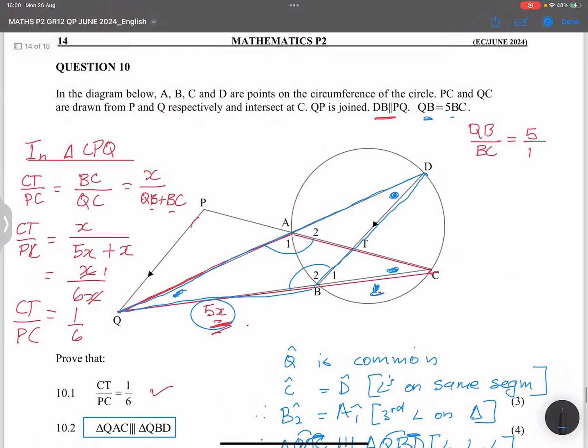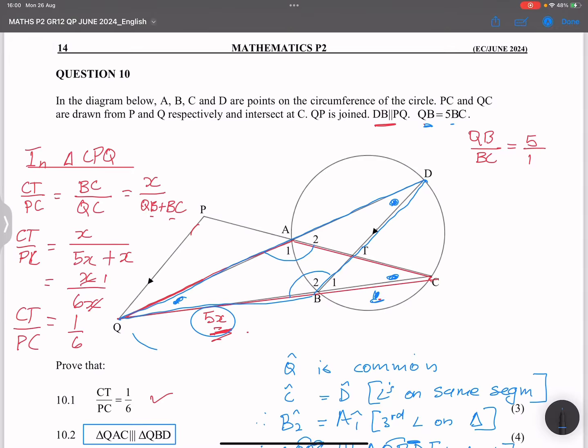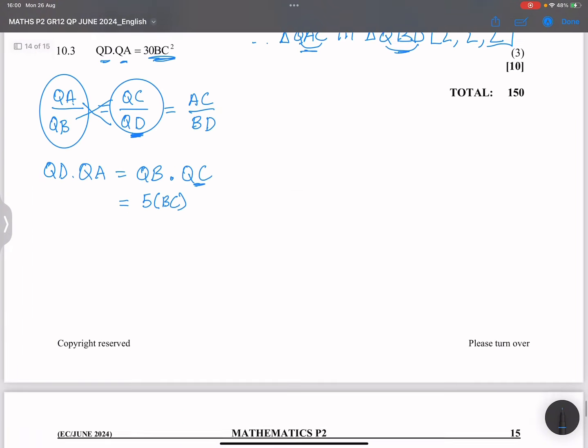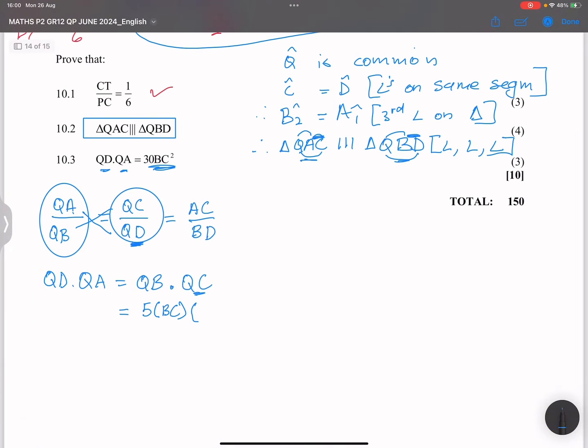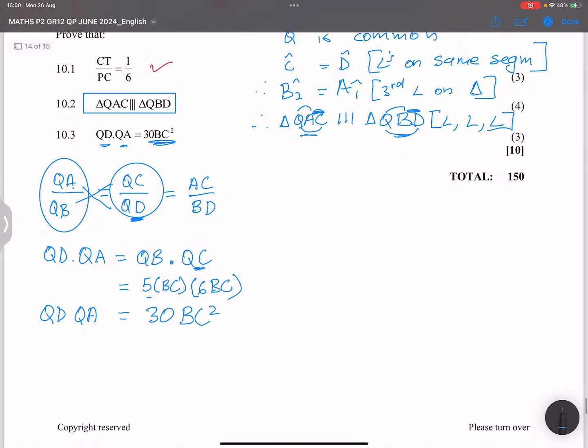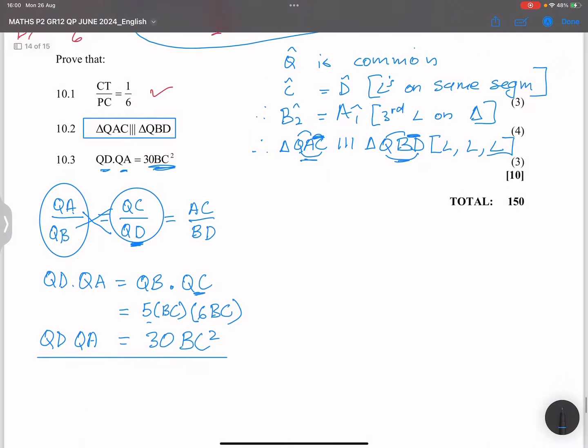And what about QC? So QC is this entire side here. And we've just proven that QC is actually 5x plus the x, which gives us 6x. So this gives us 6 times BC. And so, ladies and gents, we've actually just proven it. QD times QA, 5 times 6 is 30. That's 30 BC squared. All right, and that is how the cookie crumbles. And that's how we come to the end of this exam.